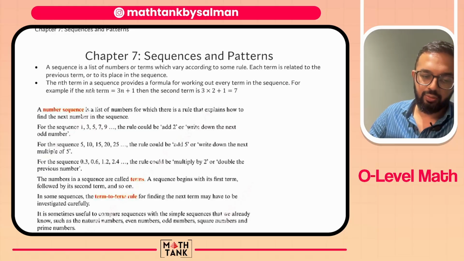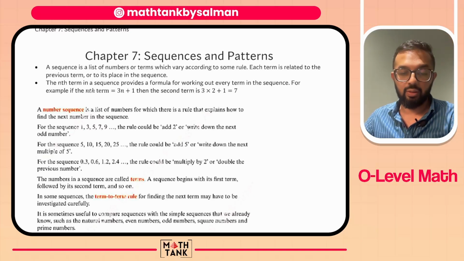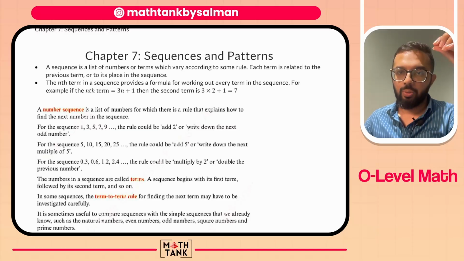Each term is related to the previous term or to its place in the sequence. Okay. The nth term in a sequence provides the formula for working out every term in the sequence. For example, if the nth term is 3n plus 1, then the second term is going to be 3 into 2 plus 1. So you place the value n equals 2 into the sequence to find out what the second term will be. We will talk more about this.